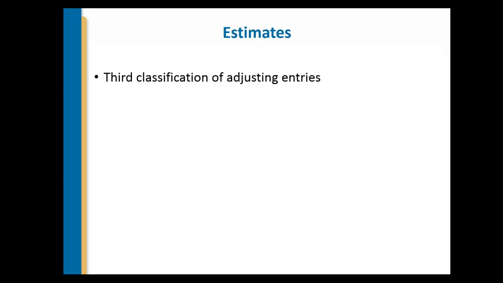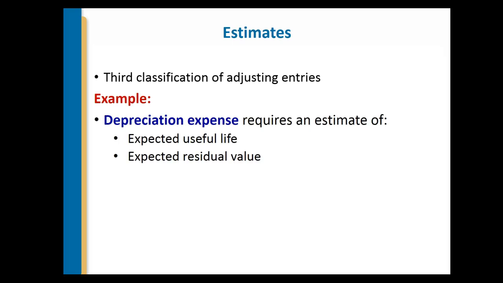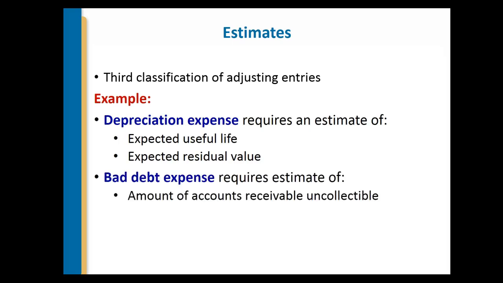So, a third classification of adjusting entries is estimates. Accountants often must make estimates of future events to comply with the accrual accounting model. For example, the calculation of depreciation expense requires an estimate of the expected useful life of an asset being depreciated, and also the residual value is just an estimate.